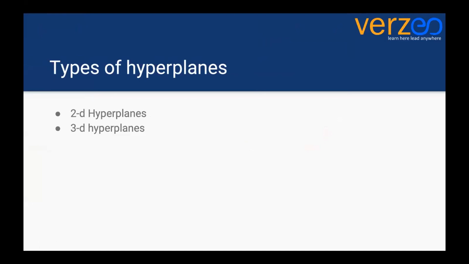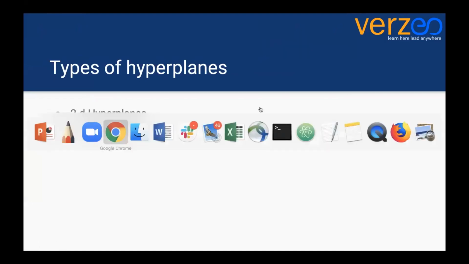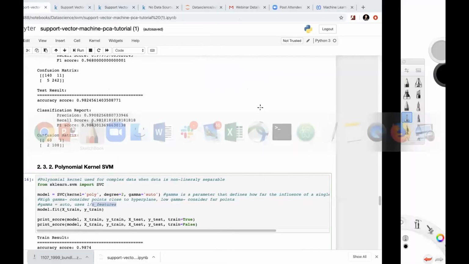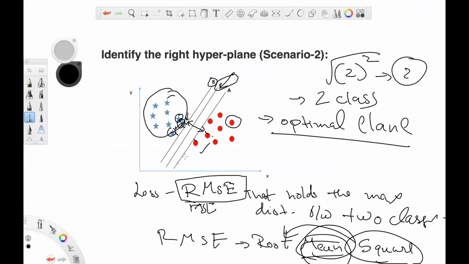So let me come to another point, which is the types of hyperplane. This was what we saw here right now. Here you can see we have two axes, right? X and Y. So what will be on the X axis? It will be the features, right? And what will be on the Y axis? It will be the prediction, what we want to predict.